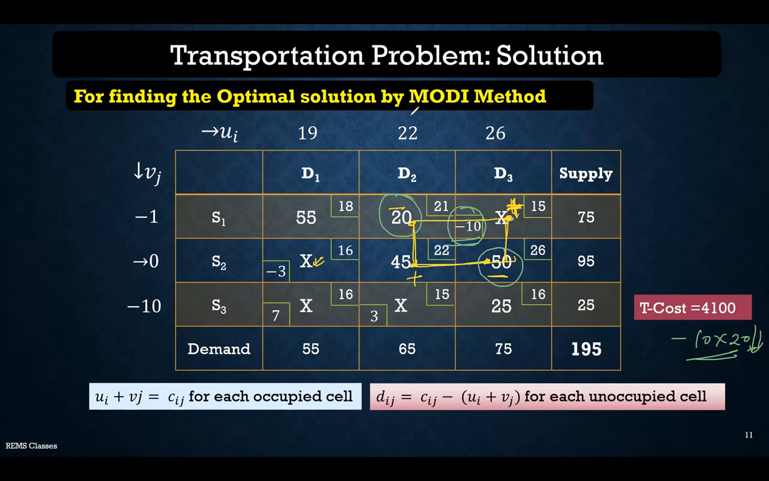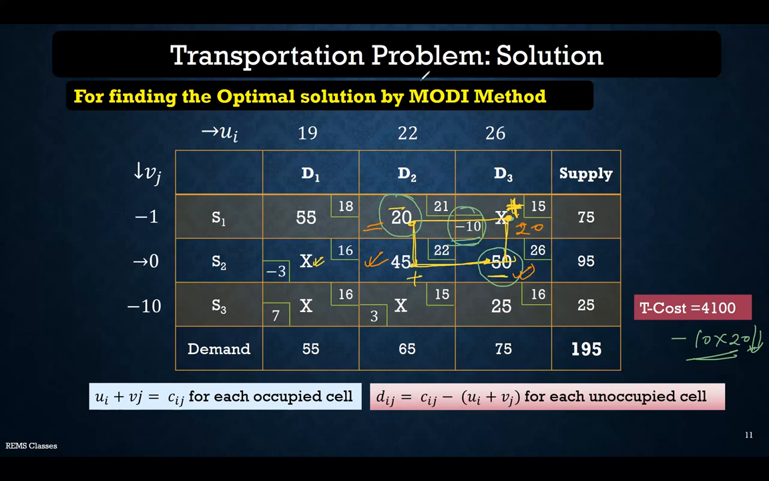So we'll subtract the minimum value from this, and we will add it here. Also, we will subtract from this, and we will add here. So here 20 will come. It will be 50 minus 20, and like that, this will be 45 plus 20.